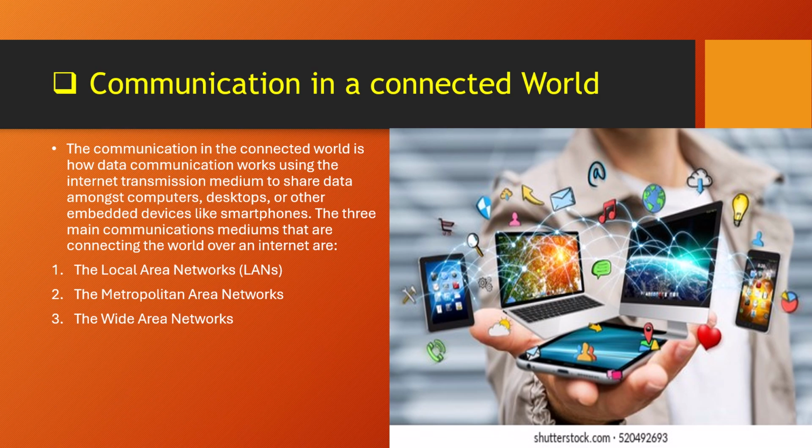And with that, there are three main communication mediums that provide networks on the internet, and as you can see, I've listed them here. Number one, local area networks, a small network setup of about 10 to 15 to 20 users. The metropolitan area network is a well-developed organization network system that is secure. And number three is the wide area network, which is a wide-range network.